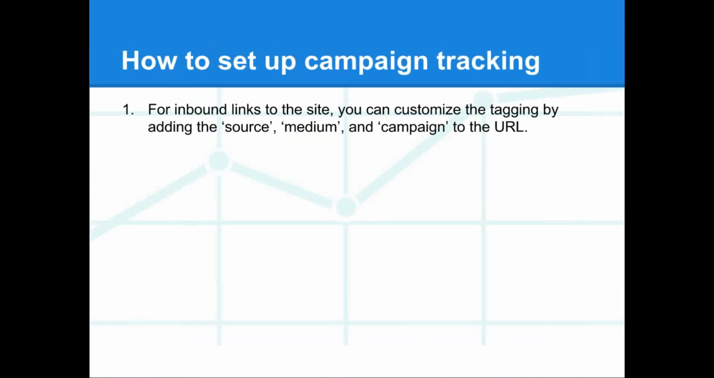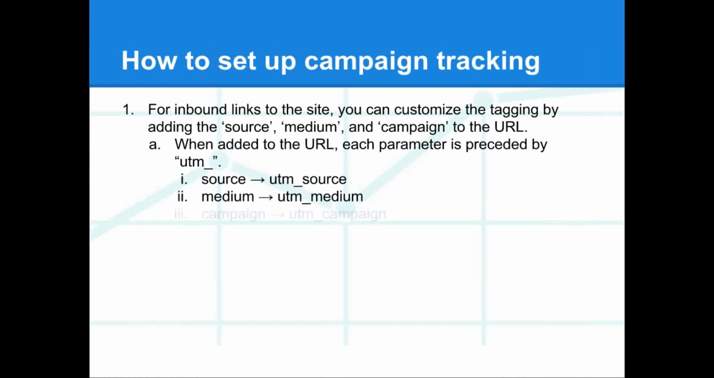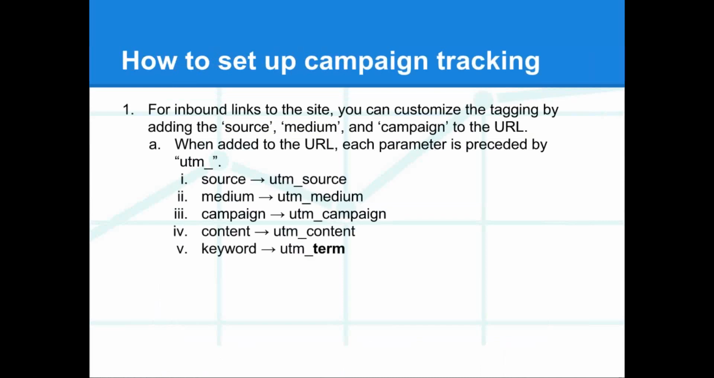So how do you actually set this up? You customize your campaign tagging by adding the source, medium, and campaign dimensions to your destination URL. In the URL, you'll see that each of them is preceded by UTM underscore, hence we sometimes call them UTM parameters. So when you're creating your URLs, source becomes UTM underscore source, etc. And then keyword, just to point this one out, becomes UTM underscore term.